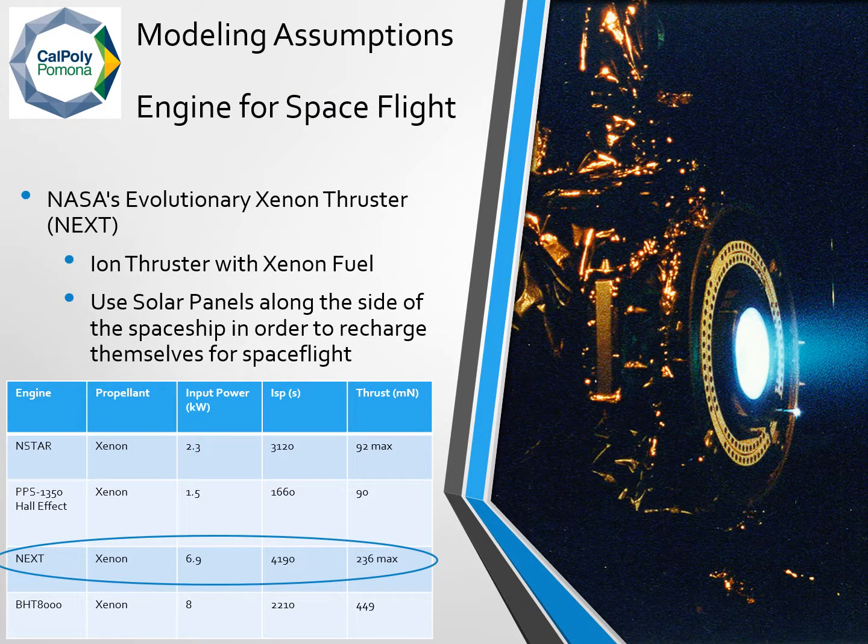For deep space travel, our spacecraft will use NASA's evolutionary xenon thruster because it has the highest ISP and highest thrust compared to other ion thrusters. The solar panels along the side of the spacecraft will harvest sunlight from the sun and use the electricity produced from the solar panels to recharge the engine during flight.